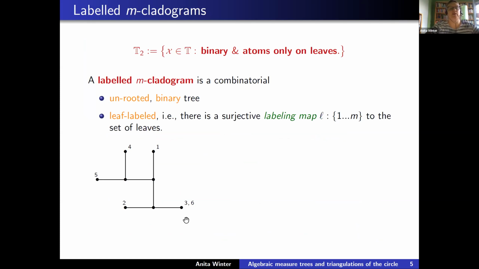As a preparation, I want to define a labeled m-cladogram as a combinatorial, unrooted binary tree with leaves which are labeled. More precisely, I want that there is a surjective labeling map which takes the numbers from 1 to m and sends them to the set of leaves. I do not require this labeling map to be injective. Therefore, it is possible that you have multi-labeled leaves. As you see in the picture, this is reflecting the fact that if you pick a finite number of leaves, you might have repetition in your sample.